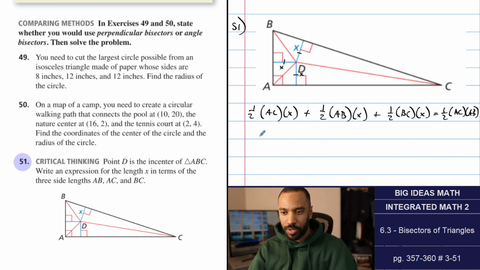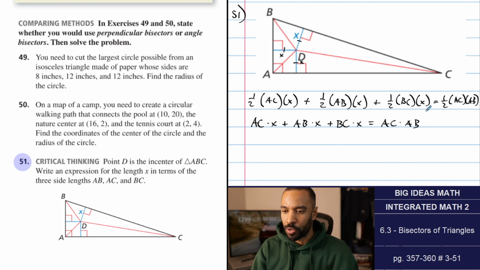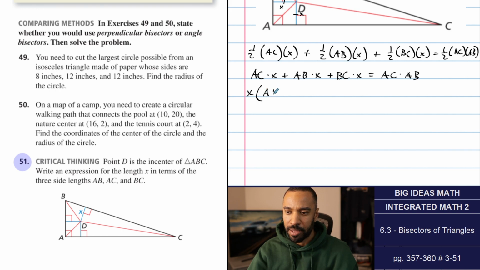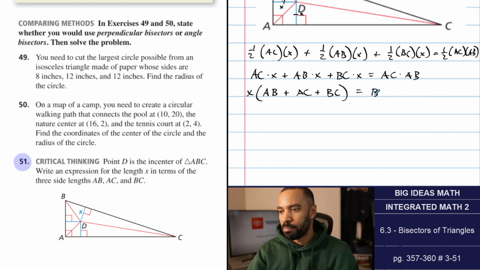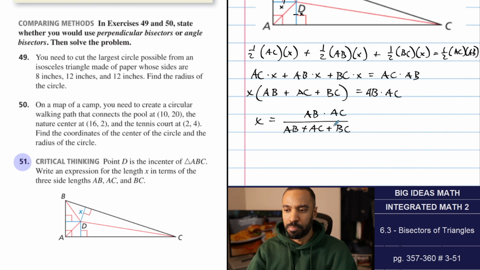Now I can double all these. I just realized that. So you can double all these here, so the fractions are gone. So I'll have AC times X plus AB times X plus BC times X equals AC times AB. I'm going to reorganize these alphabetically. I can factor an X out of all 3 of these. It's a common factor. So AB plus AC plus BC, and let's call this AB times AC. And now I can solve for X by dividing both sides by AB plus AC plus BC. So X will equal AB times AC over AB plus AC plus BC, like that.